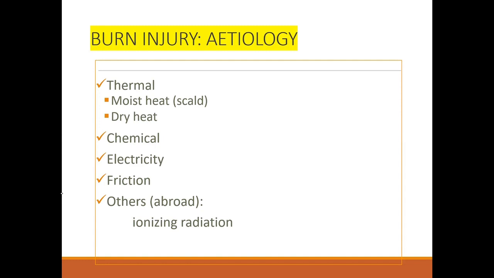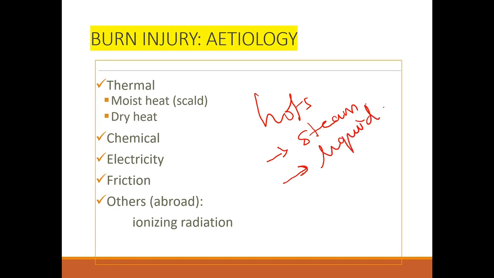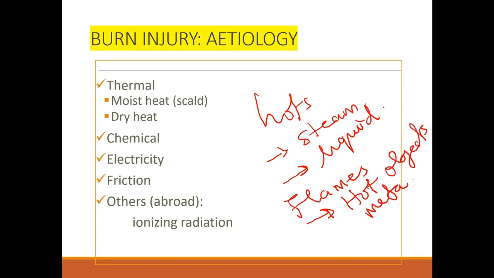Burns from hot liquid is called scald injury. Okay, from hot liquids, it's called scald injury. This hot liquid could be in form of steam. Okay, this is a gaseous or liquid form. So, thermal burns could either be moist, which will lead to scald injury, or from dry heat resulting from flames. This can also result from contact with hot objects, like metals. So, that is thermal burns, which could be moist or dry heat.